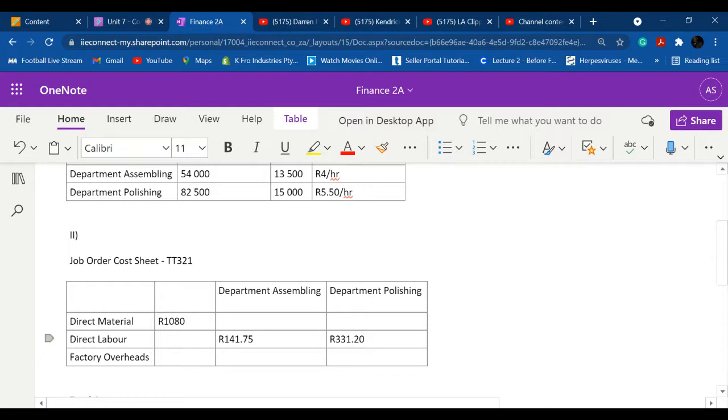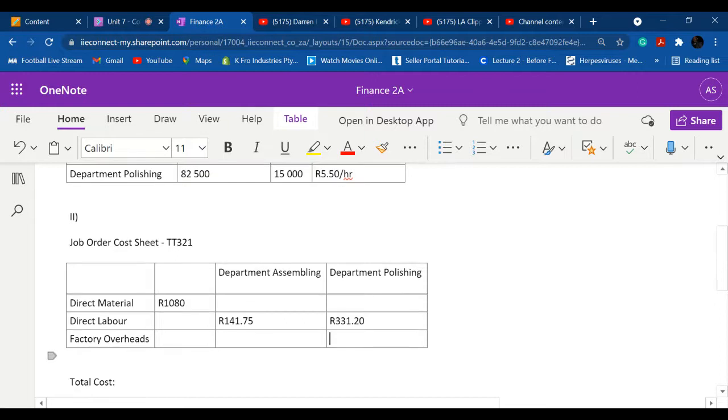Maybe let me just add another row. Oh, no, I've already done that. It's fine, I won't add another row because I put total already. So now to calculate the manufacturing overhead or the factory overhead, we need to use our rates. This is where our rates now come into play.